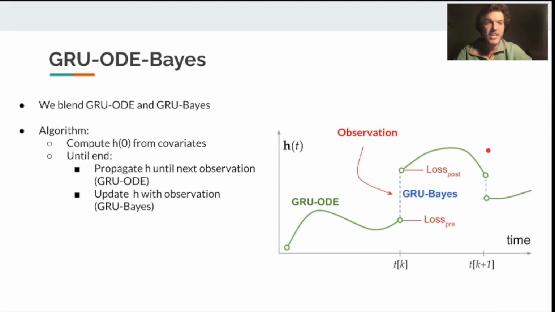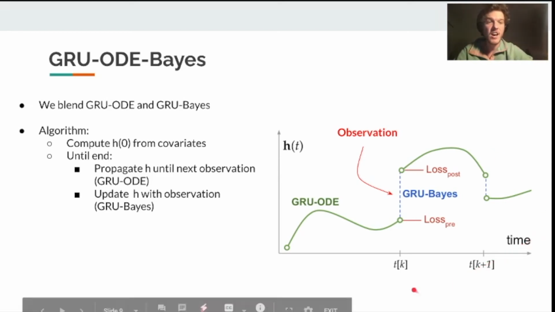You first initialize your initial hidden state with some static variable or information you have about your time series, and then you use whatever mapping in order to get your first initial H0. And then you start integrating the GRU-ODE from this H0 until you reach an observation. So for instance here, until TK.